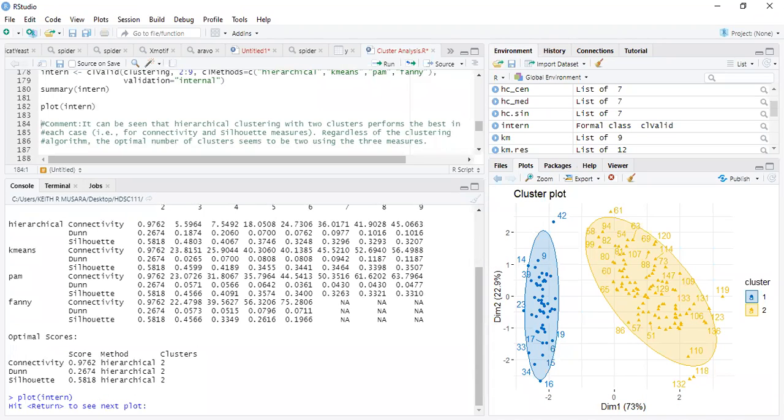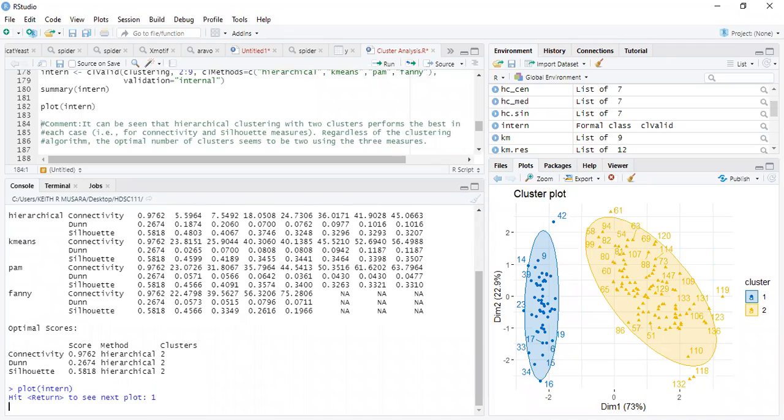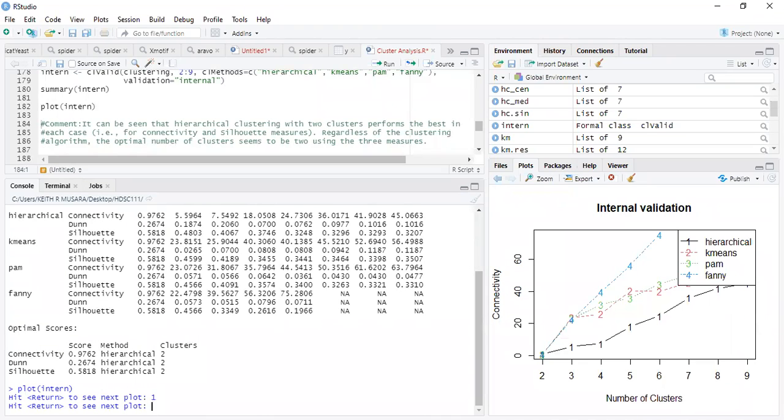So if you say plot, you enter 1 and then you give it an enter, it gives you all types of clustering techniques, right? It gives you hierarchical, k-means, PALM, fuzz, right? Then when it gives you all that, remember we said connectivity is the one that minimizes. So you see where it's minimum there at K equals 2. It tells you that's the optimal number of clusters under validation.